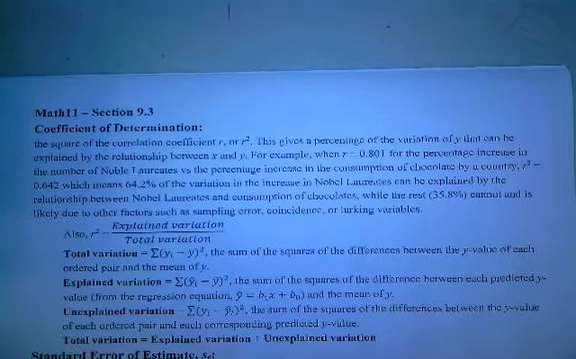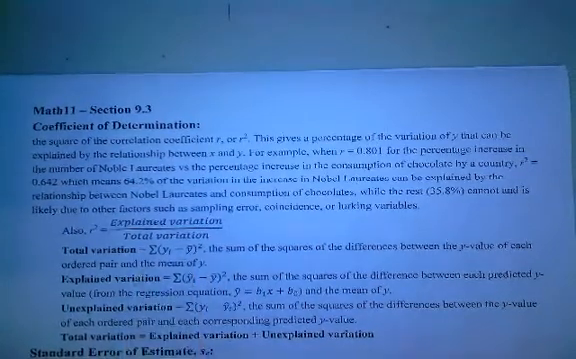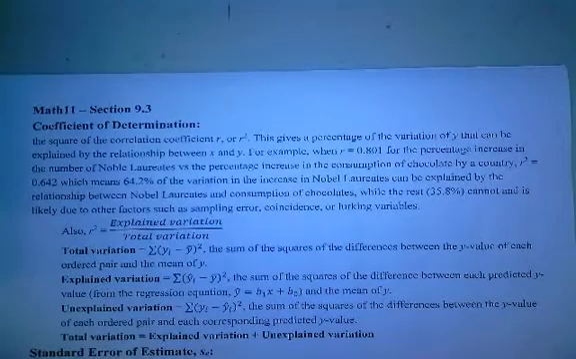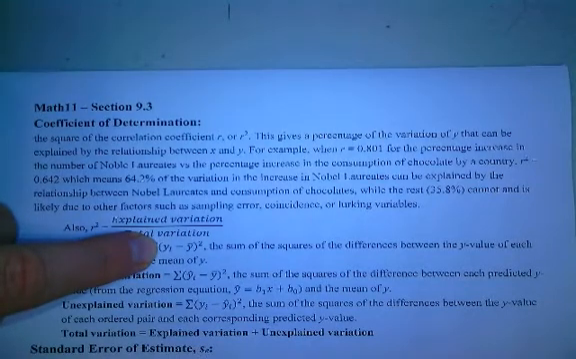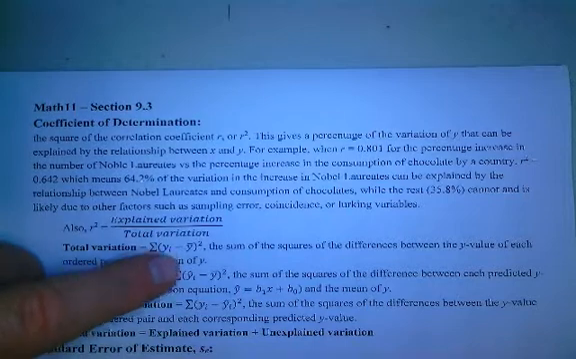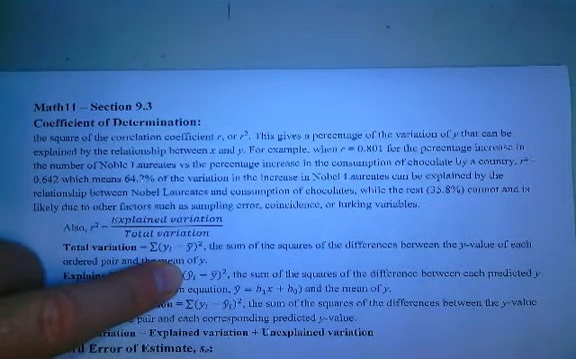Now, the total variation is the sum of the squares of the differences between the Y values. So when you see yi, that's the actual value that was in your ordered pair, your data sets, the Y value, and the mean of Y. The explained variation is the sum of the squares of the difference between each predicted Y value from the regression equation and the mean of Y. So total is actual data value Y's in your data set, whereas the explained, those are from the regression equation.